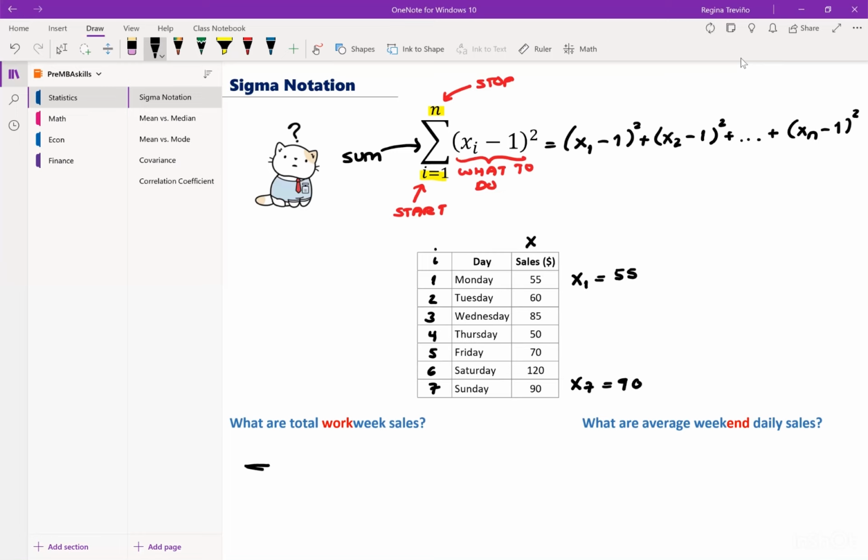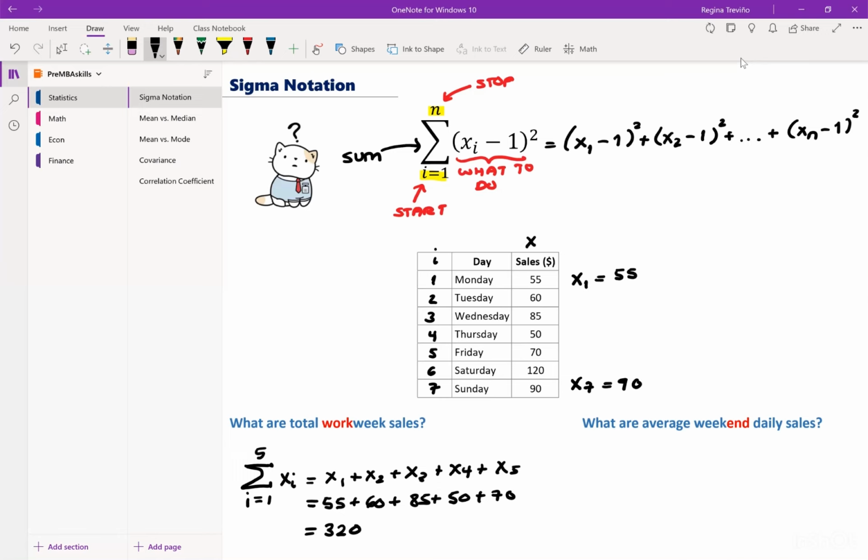Okay, using sigma notation, let's calculate total work week sales. You need to add from i equals 1 to 5 the values of the daily sales. So this means we take x1, then add x2, x3 plus x4, and we stop at x5, right? Next step is simply to look at the corresponding values on the table and plug them in the formula, and that allows us to easily add them up. Total work week sales is 320.